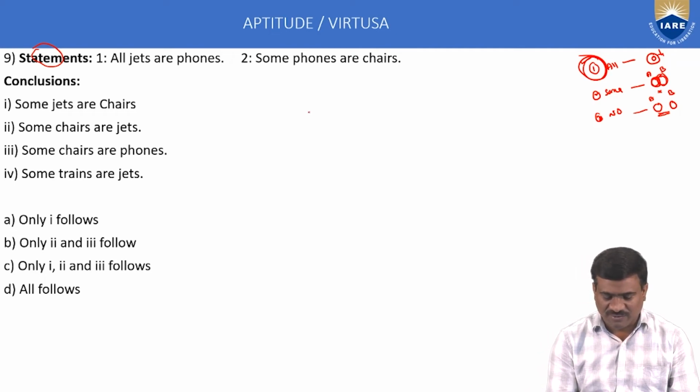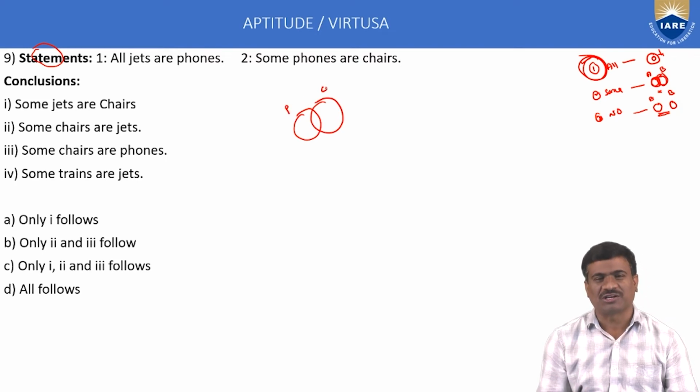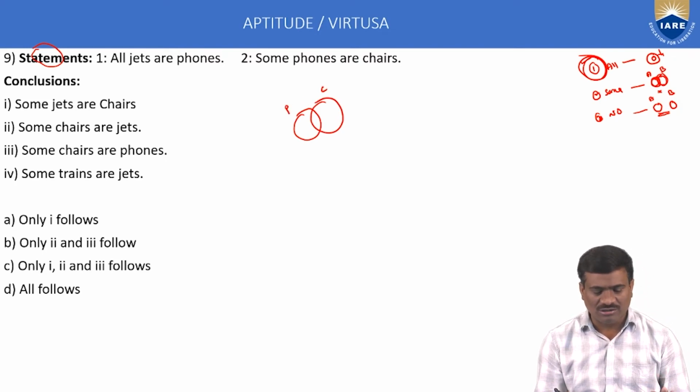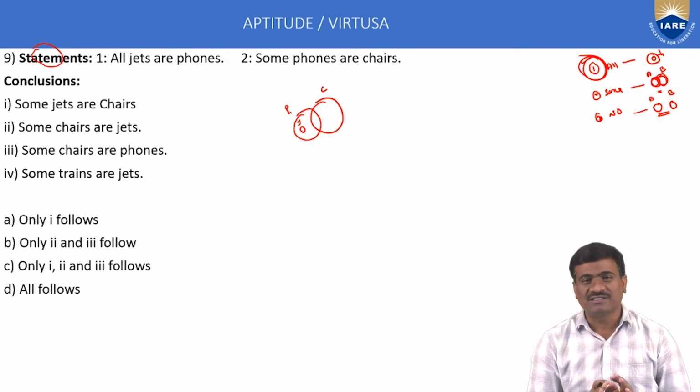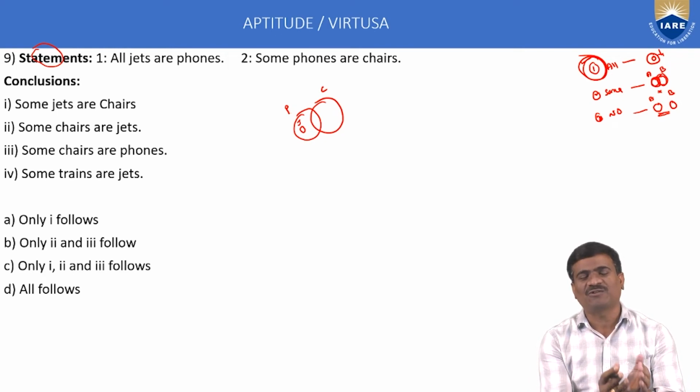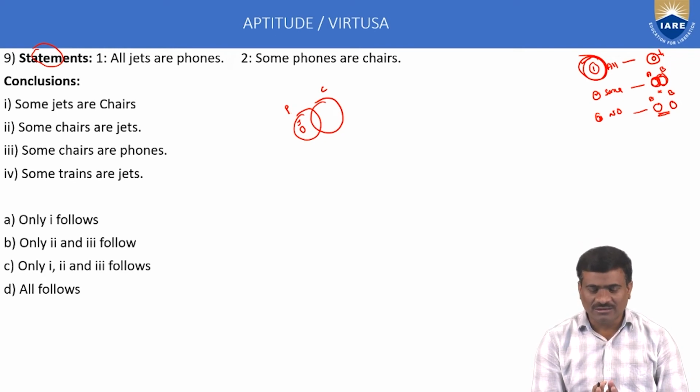A first statement: some phones are chairs, which indicates a common part between phone and chair. Next, all jets are phones. This is called a Venn diagram of the two statements. In that Venn diagram, check the conclusions.